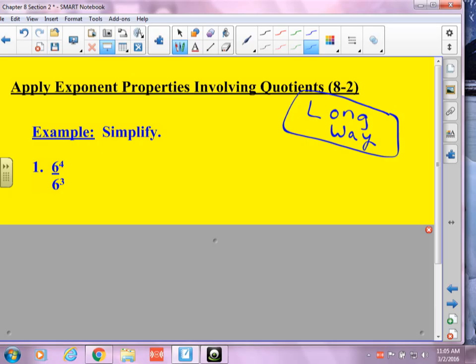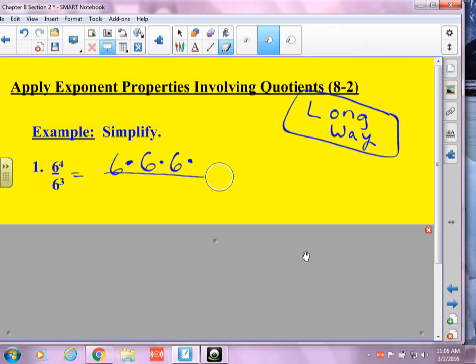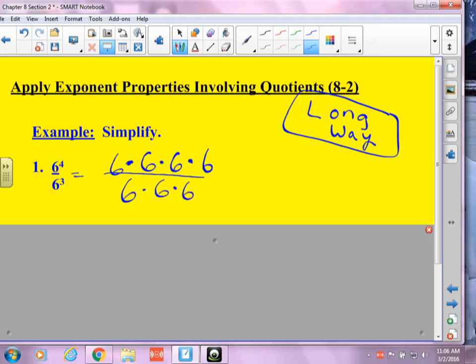So let's take a look at this. I've got 6 to the 4th, which means how many 6s do I have? 4. And you'll notice that there's multiplication between all of them. Wait, why is there 4? Oh, sorry, you're right, it's a 6. There we go. And then down in the denominator, there's how many? 3. So I got 6 to the 4th over 6 to the 3rd.